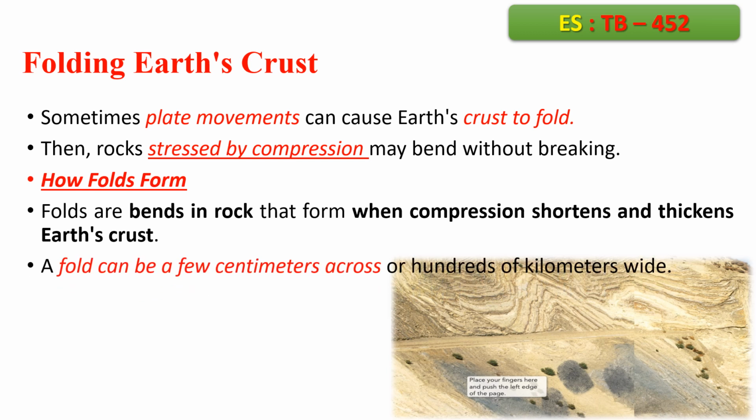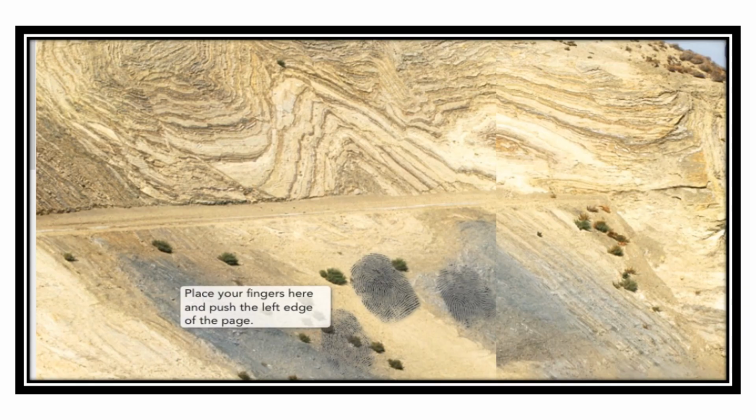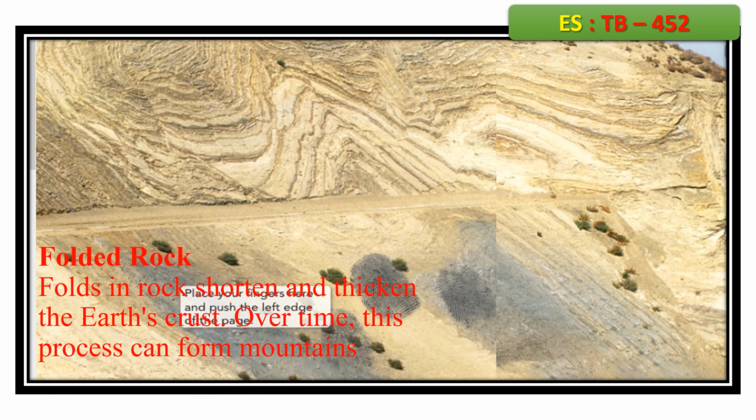Look at the diagram. You can see how the folding Earth's crust is formed. A fold can be a few centimeters across or hundreds of kilometers wide. The figure shows folds in the rock that were exposed when a road was cut through a hillside in California. Look at the diagram and check how the folded rocks are formed.